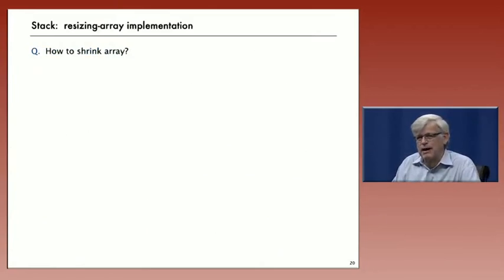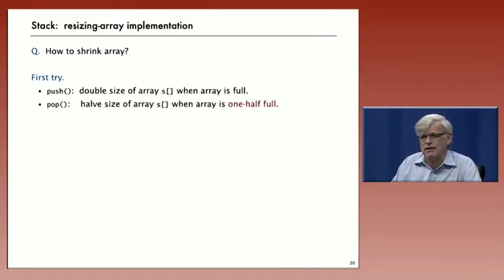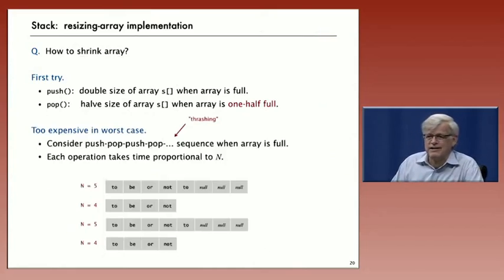Now what about the pop? We have to think about how to shrink the array. So you might think, well, we doubled it when it was full, why don't we cut it in half when it gets to be half full? We don't want the array to get too empty. Well, that one doesn't exactly work because of a phenomenon called thrashing.